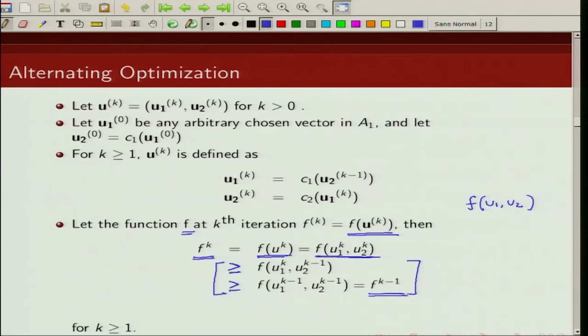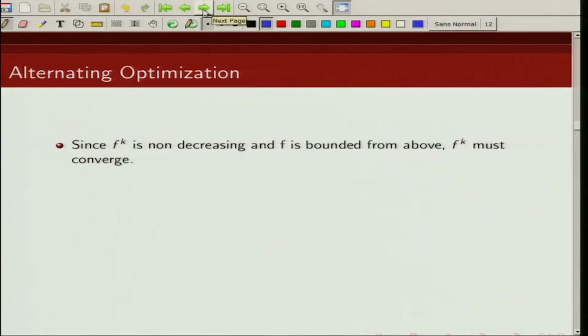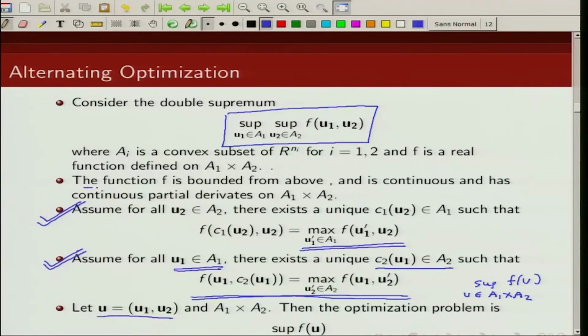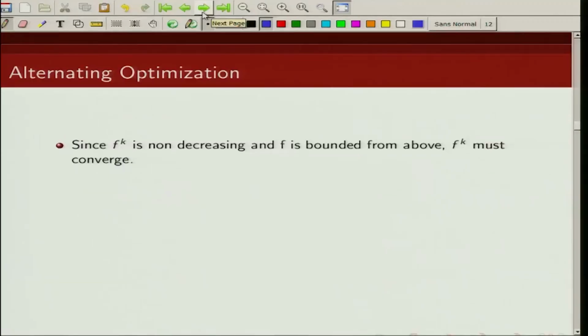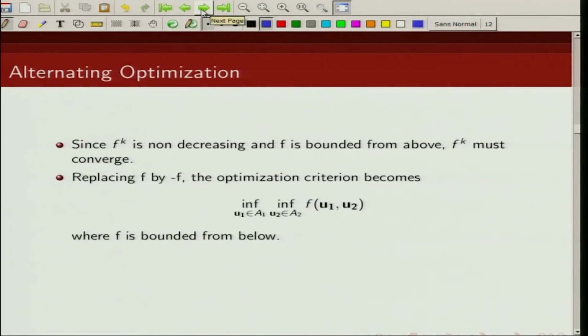Now what we have shown then is that f of k, f as a function of k, is basically a non-decreasing function, and remember it is bounded from above. That was one of the properties of f. So f of k is non-decreasing but it is bounded from above. So what does that mean? It means that f of k must converge, must have a limit as k goes to very high. So f of k converges to some finite quantity.